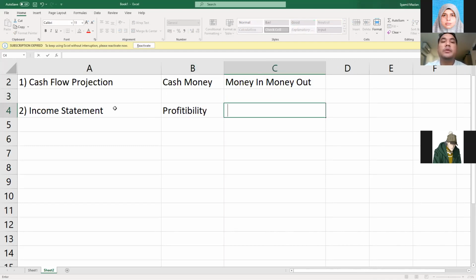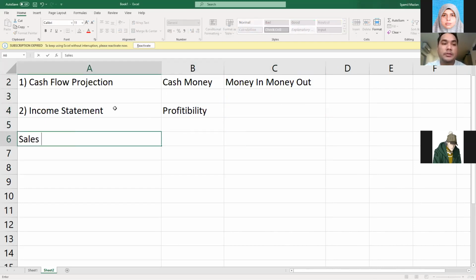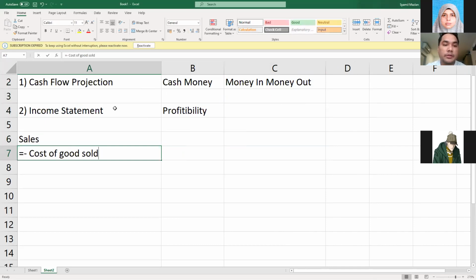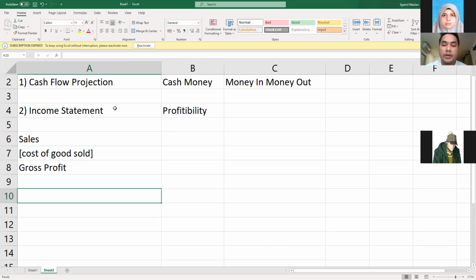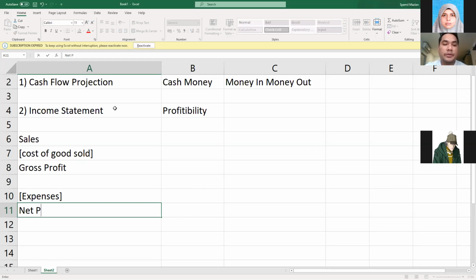So how to know the profitability of your business? The formula is sales minus your cost of goods sold. So you get what we call the gross profit. Okay, and then minus your expenses, you get what we call the net profit.